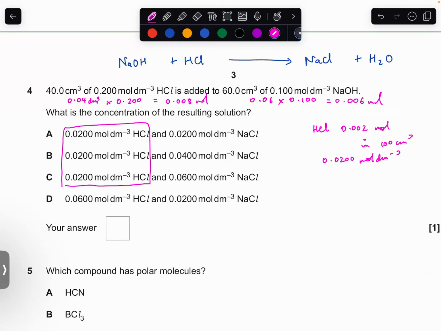Now, because it reacts in a 1-to-1 ratio, the 0.006 moles of NaOH is the limiting reagent. So that's how much salt, NaCl, is going to be produced. So that will be 0.006 moles in 100 centimeters cubed. And that will be this one. So the answer would be C. And the mark scheme supports that.